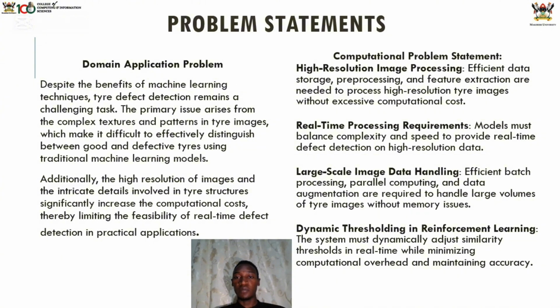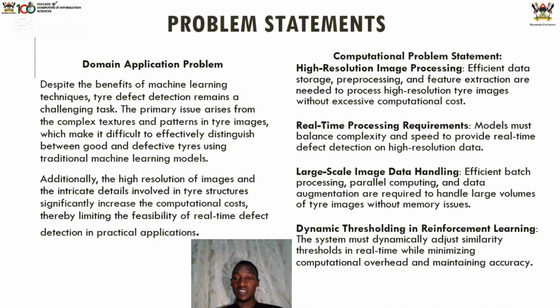Then the computational problem statement. These are basically situations we face during the processing of the data and outputting results. For example, high resolution images are hard to process since they consume a lot of resources. You use a lot of RAM and a lot of processing power to make sure you process these images fast in case the dataset is very large. Then real-time processing requirements. For example, models must balance complexity and speed. When you use a heavy model like CycleGAN to produce a high quality image, it will take a lot of time, yet we want the results very fast.